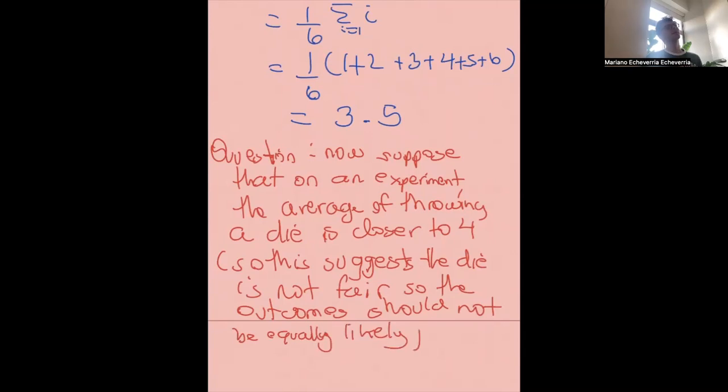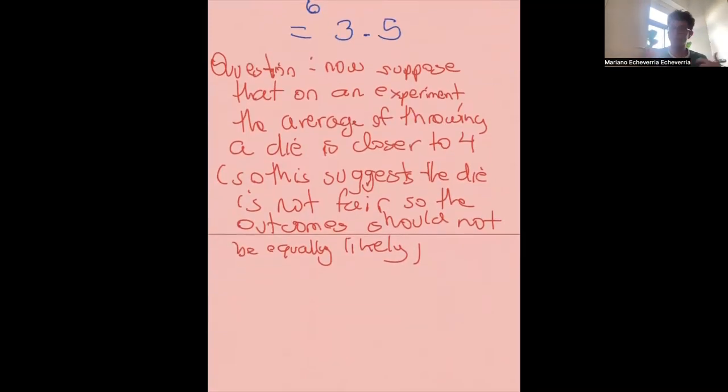So the question would be, what should that be? If the die is not fair, what should the probabilities be in this case? Maybe they're not all 1/6, so what should these numbers be? How do you find the probabilities P1, P2, P3, P4, P5, P6?